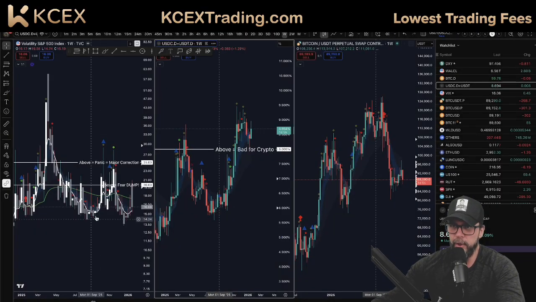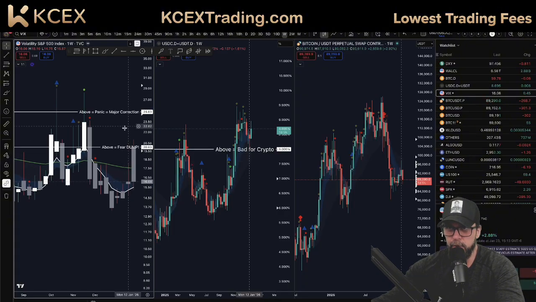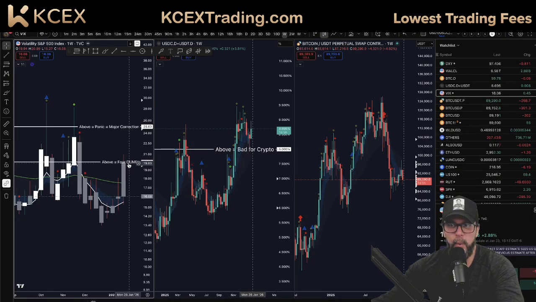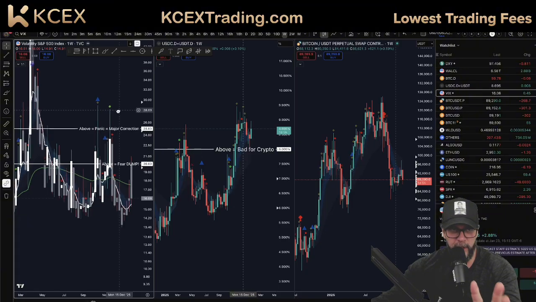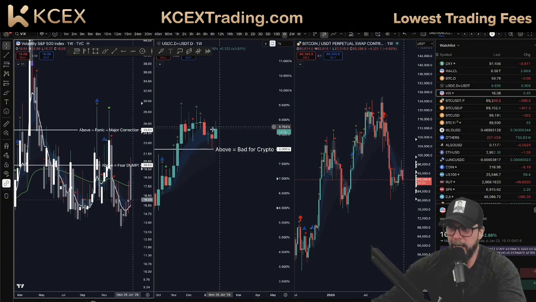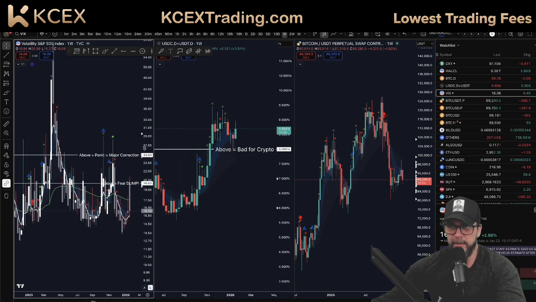Once you have those two in the chart, you want to mark out these levels. For the VIX, you're going to mark out 25. Above that is panic or major correction. You're also going to mark out 20. Above that is fear or dump, okay? And we're going to talk about that in just a second. Now, on the USDT chart, you're going to mark out 8%. Above 8% is bad for crypto, okay? And we're going to show you how this applies to the Bitcoin chart.